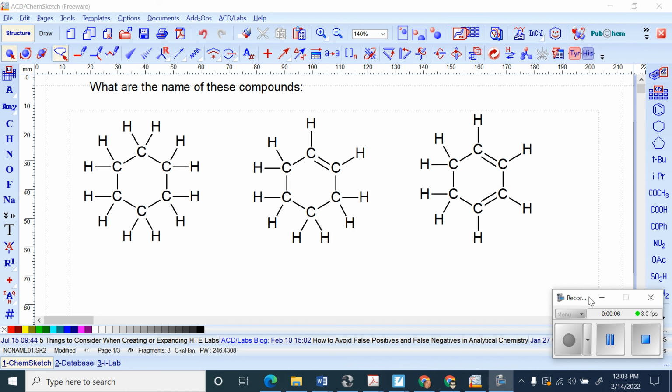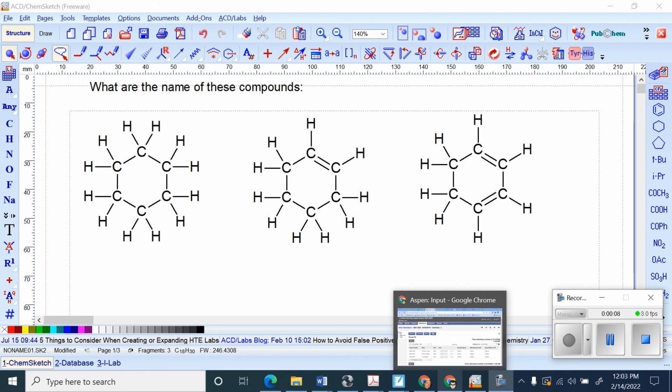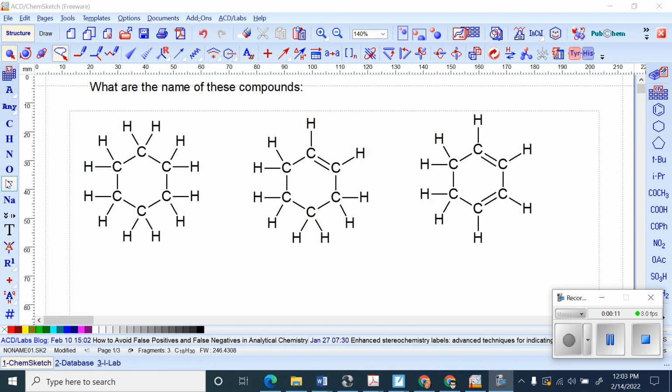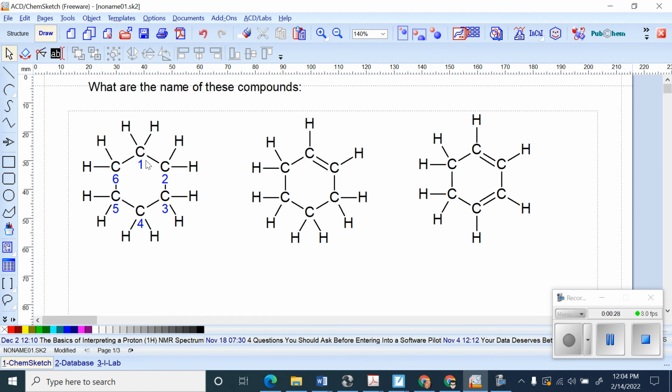All right, we're going to try to find the name of these compounds. So that first one, there are 6 carbons. Let me just number the carbons: 1, 2, 3, 4, 5, 6. It's in a circle, therefore it's a cyclohexane. When we throw in one double bond, we still have 6 carbons. We're going to call it cyclohexene.